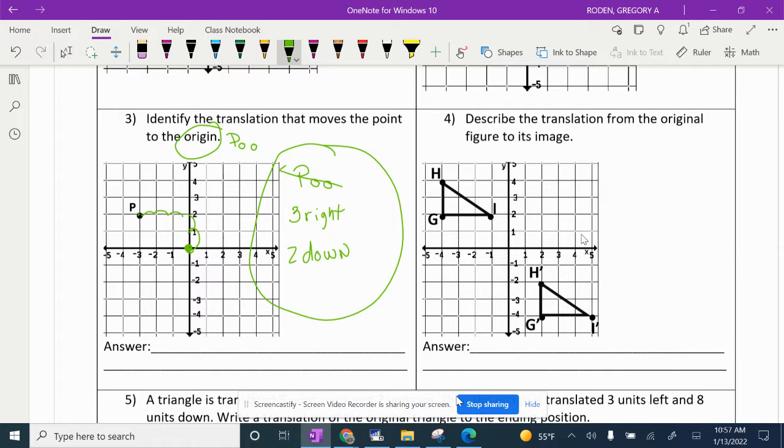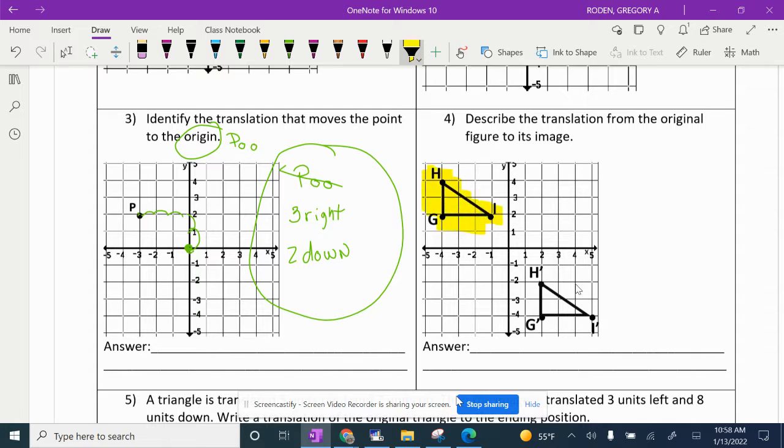All right, ladies and gentlemen. Describe the translation from the original figure to its image. Now, the first thing I have to figure out here is which one is the image and which one is the pre-image. Could someone give me a suggestion which one is the image? The pre-image, because the pre-image is where we always start. Faith, which one is the pre-image? Faith, how do you know that this one right here is the pre-image?